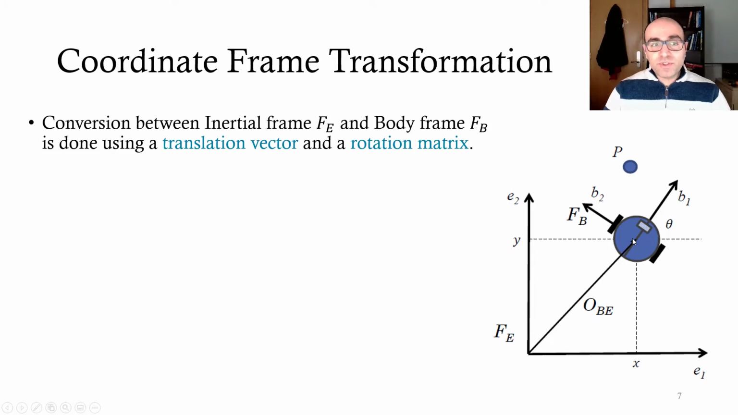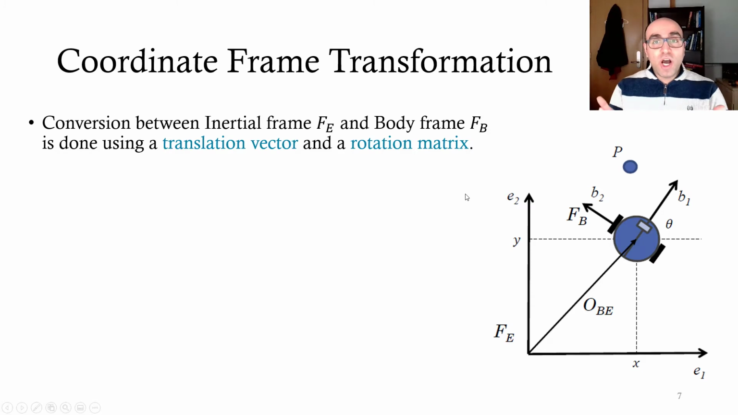So what are we going to do here? We assume that we know this point P with respect to the body frame. We want to know, well, what is P with respect to the inertial frame? We have this value. We know where P is in the B frame. We want to know where it is in the E frame. In order to do that, we need two pieces of information. One is the translation vector. We should know how much the origin has moved between the two frames. One is the rotation matrix.